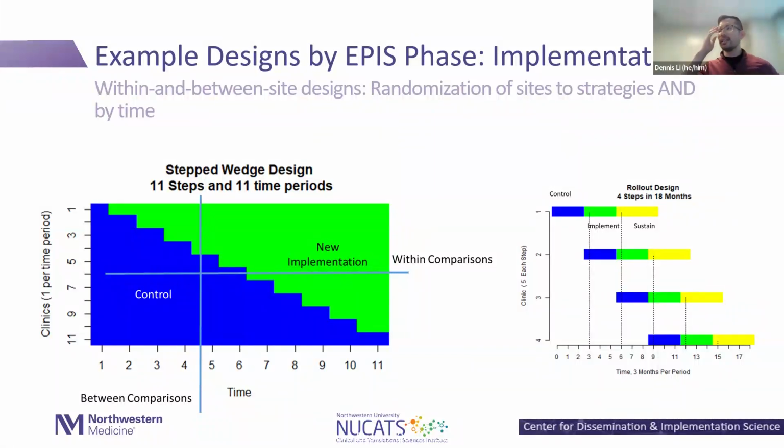On the right-hand side is a variation of step wedge, or a variation of within and between, excuse me, called a rollout design. The difference really between step wedges and rollout designs is you don't have the full triangle. You're not measuring that much baseline, and you're not measuring that much post-implementation.